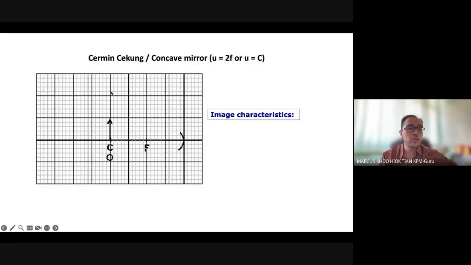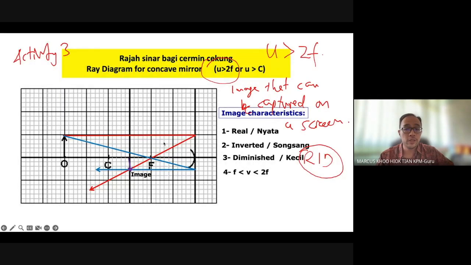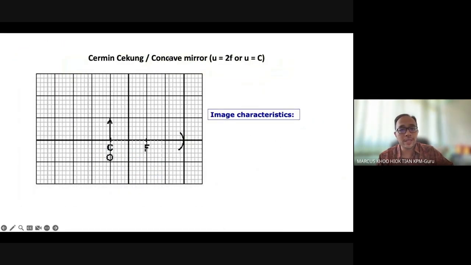Okay, let's go to the second drawing. U equals to 2F. So you are expecting this already. After read is what? Just now was read over here. This is read. So you know this one. What is the image supposed to be? It has to be RIS. Okay, real, inverted, same size.